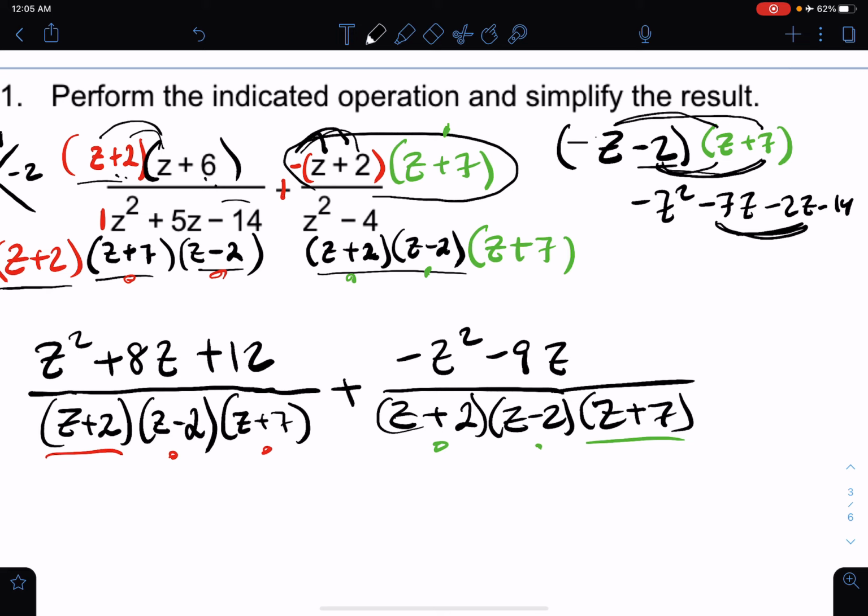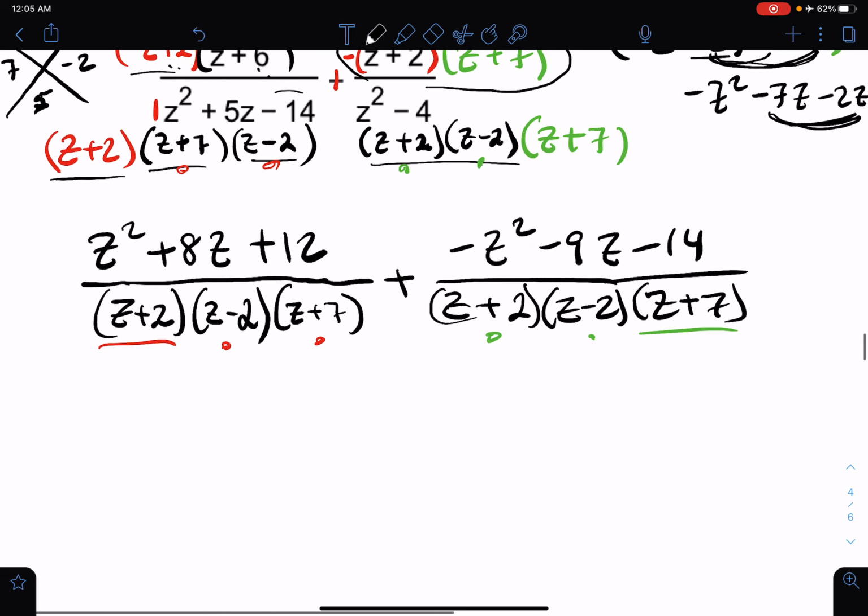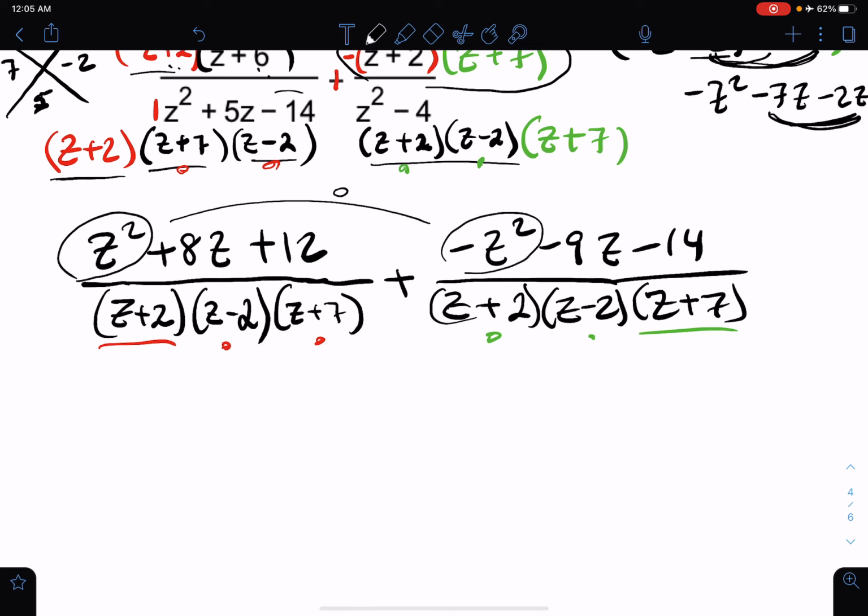Negative 2 times 7 is negative 14. Good, negative 14. Or plus a negative 14, or minus 14, same thing. So here we are, and now we need to combine like terms. We've got a common denominator. So we go ahead and take a look at z squared plus a negative z squared. Well, that's just going to zero out, isn't it?